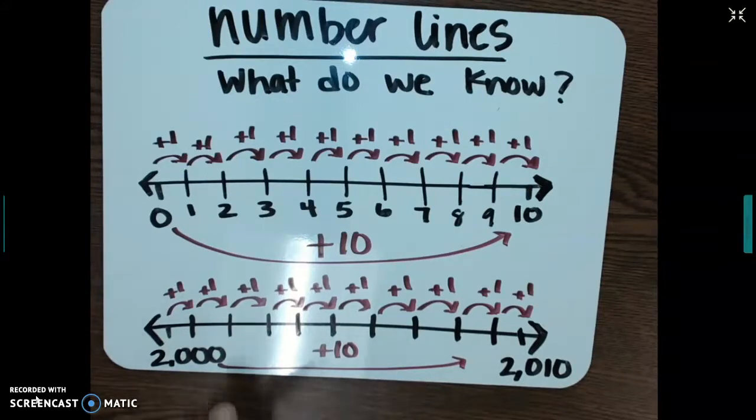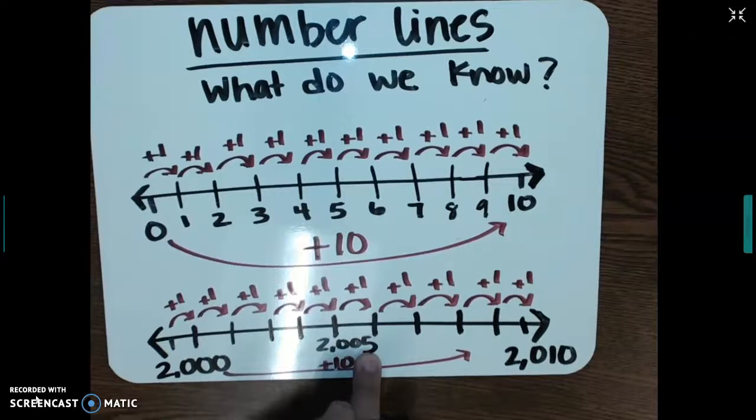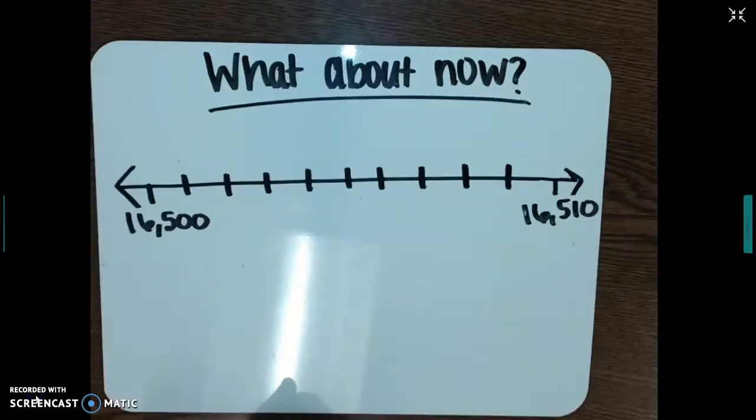If I add in my number at the midpoint, the middle point of my number line, it's 2005. And that's what that would look like in standard form. Now I'm going to show you some larger numbers. Here I have some larger numbers.